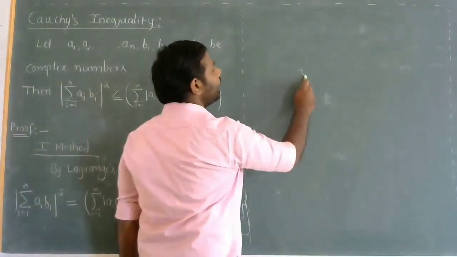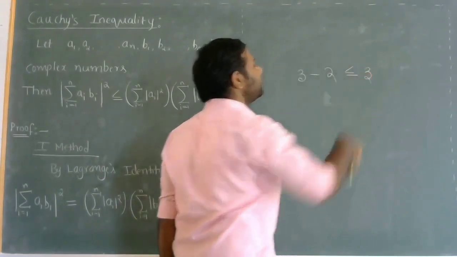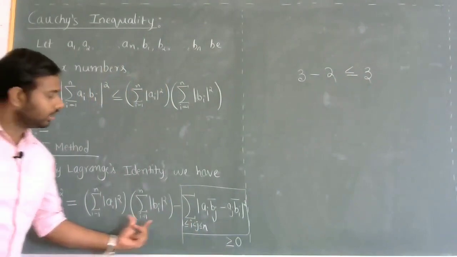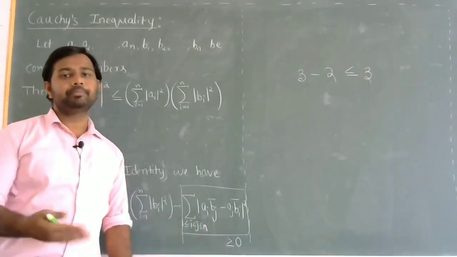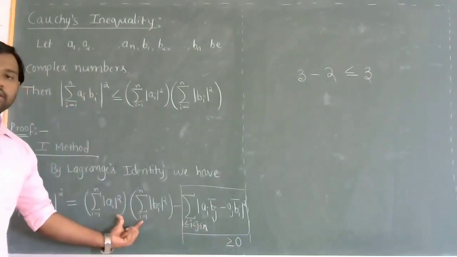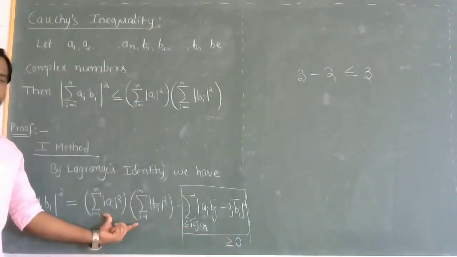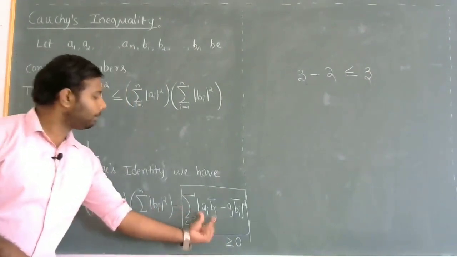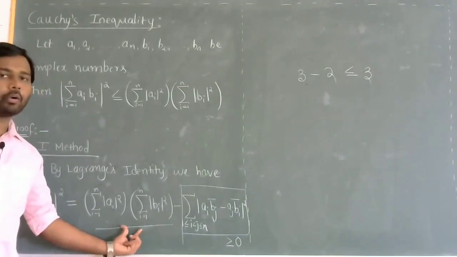That means, if you have 3 and you remove a non-negative quantity, it will be obviously less than or equal to the original number. So here also the same thing. From this number, we are removing a non-negative quantity. So this minus this will be less than or equal to this number. If this number is 0, then this difference will be equal to this. And if this number is positive, you are subtracting a positive number from this number, which will be less than or equal to the original number.